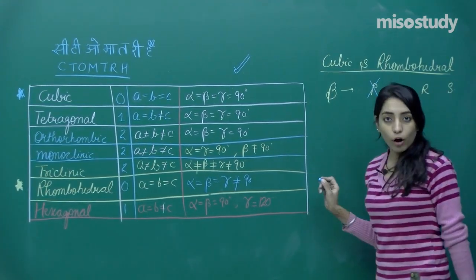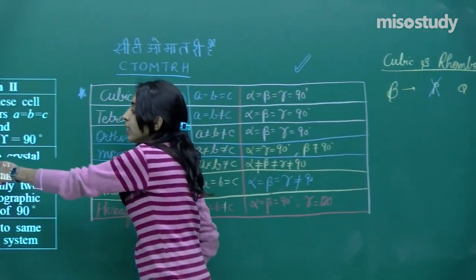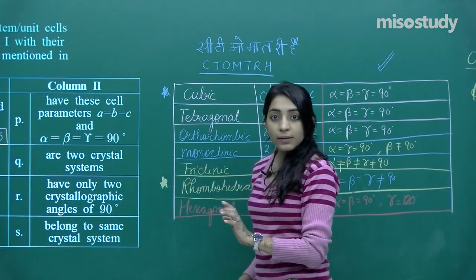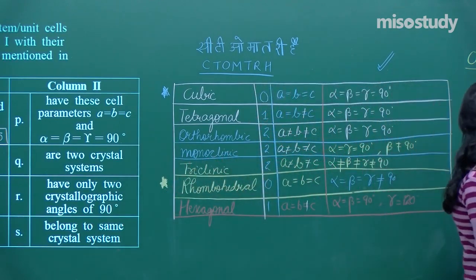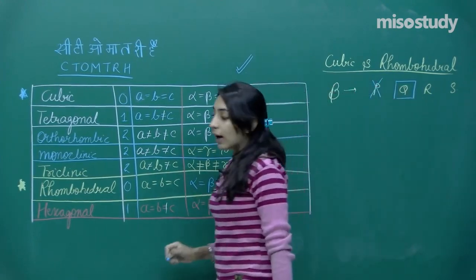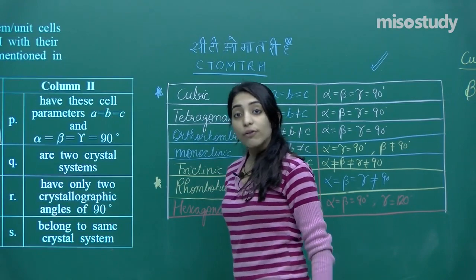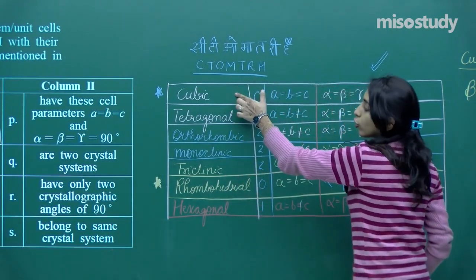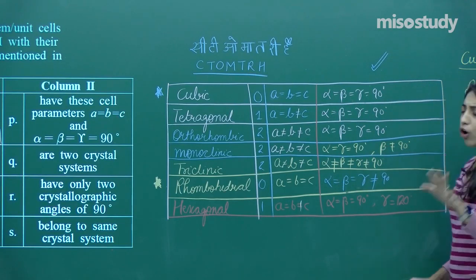So P is wrong. Further moving on to B, option number Q. These are two different crystal systems. Yes, this and this. These are two different crystal systems. So Q is the correct option. Option number R. They have only two crystallographic angles of 90 degree. Cubic is having three crystallographic angles of 90 degree. So again a wrong option.